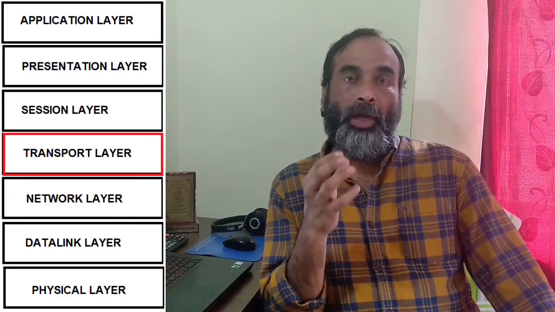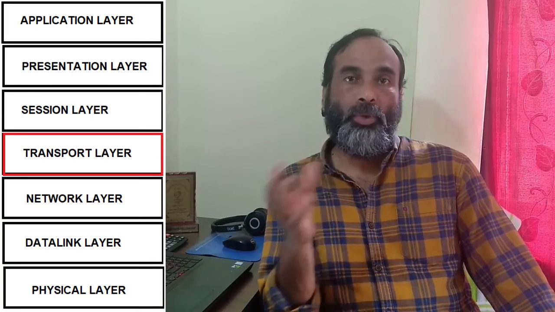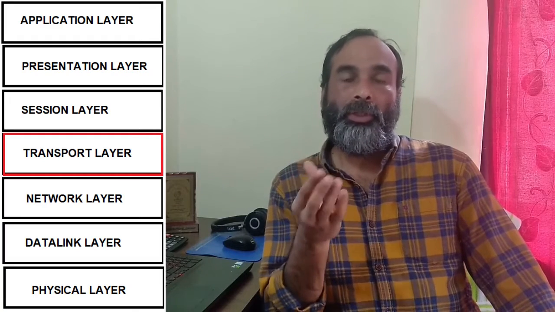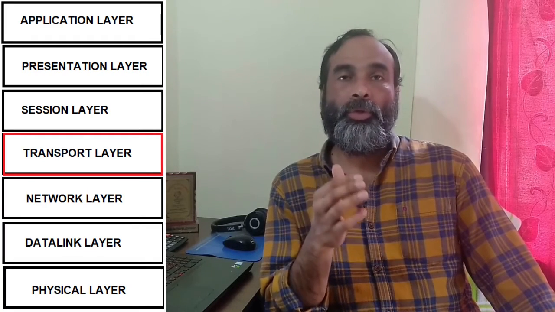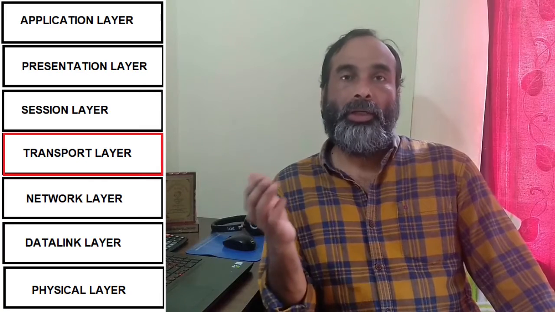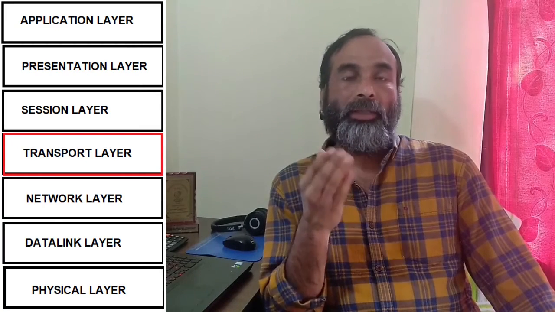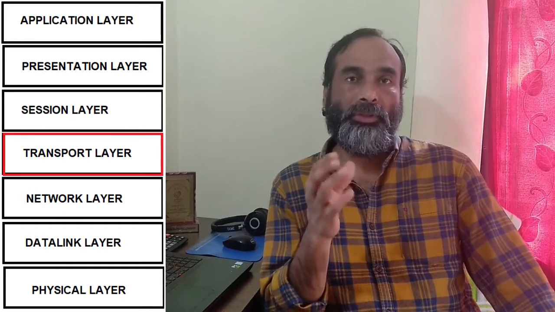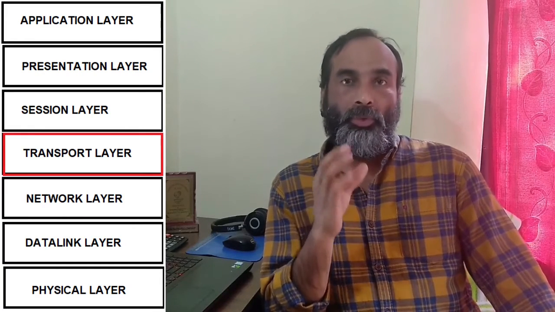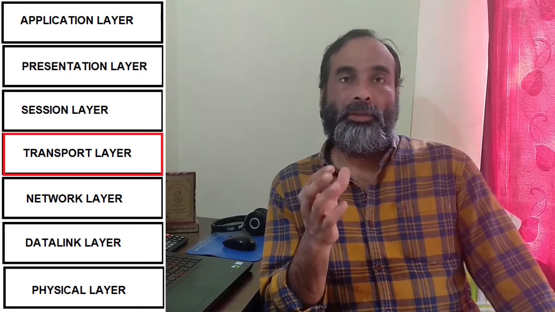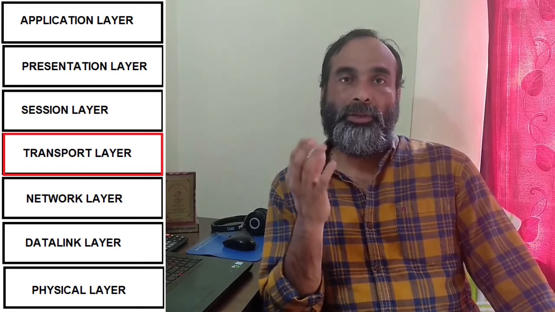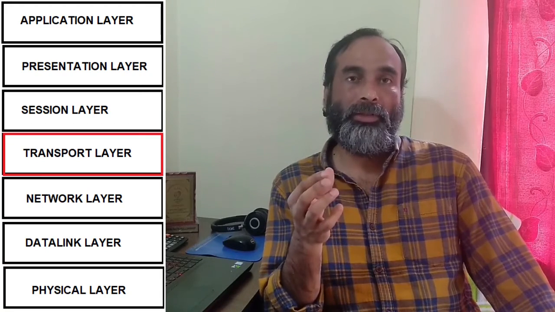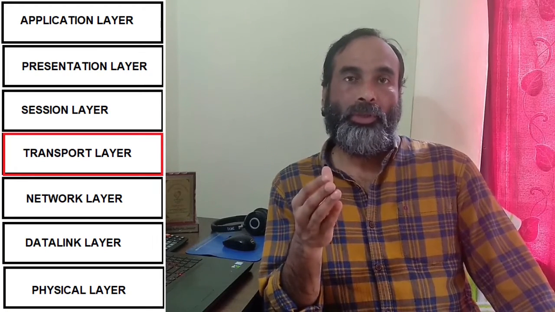Then you have to tell the server, please slow down the speed of the transmission. In that case, it is the duty of the transport layer to tell the server to slow down the speed at which it is sending the data. So according to the speed at which that mobile can manage, this transport layer adjusts the speed. Okay, so that is another functionality of the transport layer.